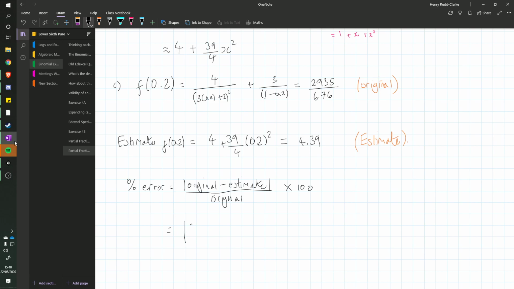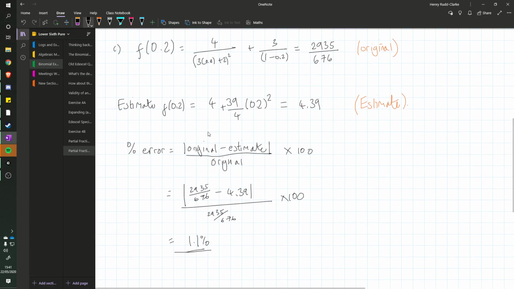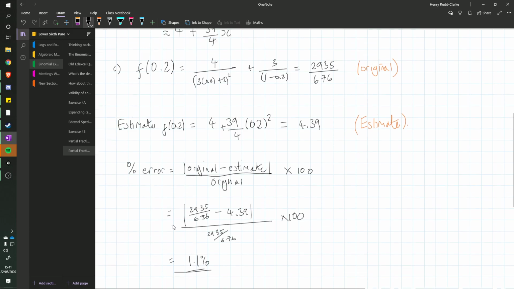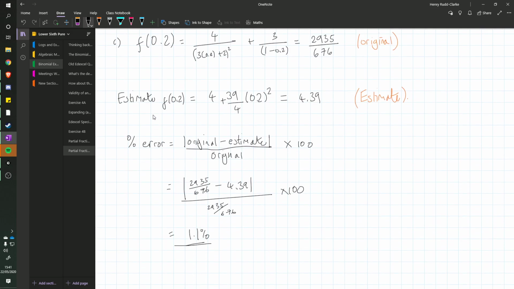So we're going to be doing 2935 over 676 minus the estimate, which is 4.39, divided by the original, which is this again, times 100. And that, if I put it in my calculator, is about 1.1% error. So it's pretty close. So you see questions like this a lot, and people do lose marks on them because inexplicably people just forget what a percentage error is, even though just from its name I feel like it's kind of obvious. It's just the percentage error from what the original amount was.